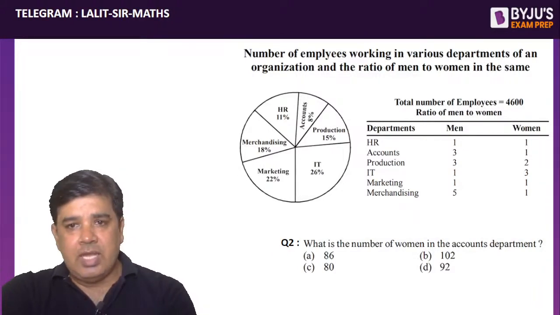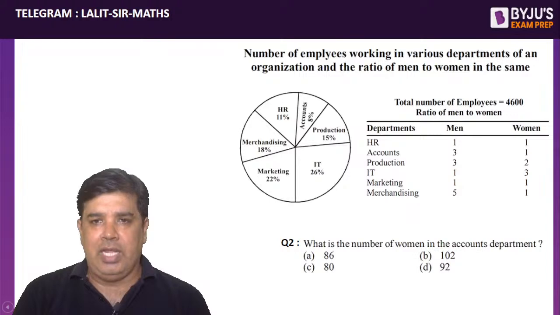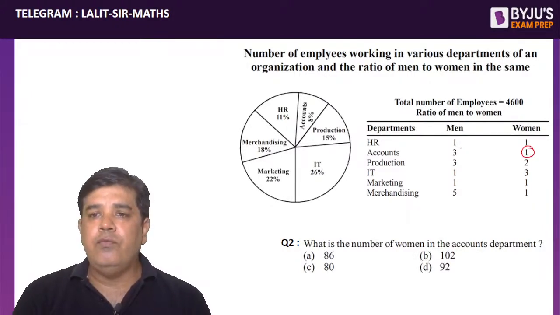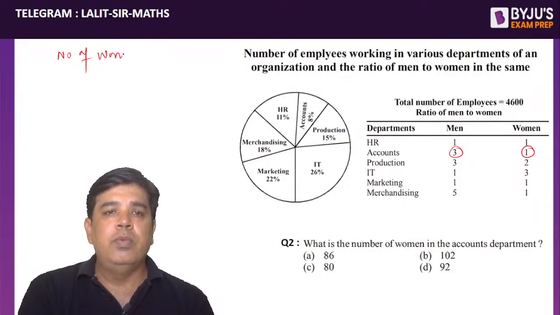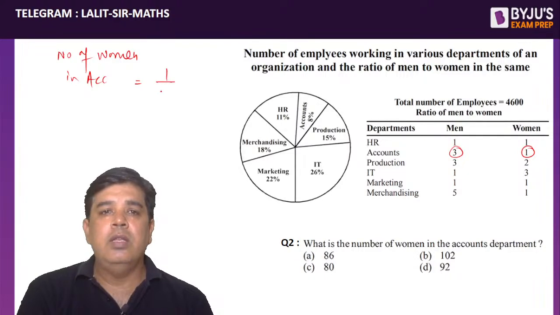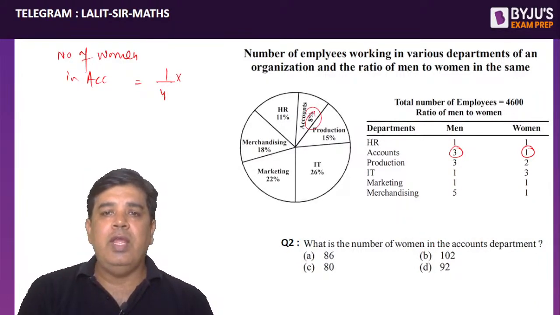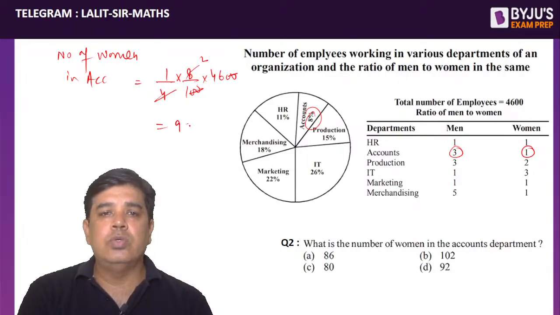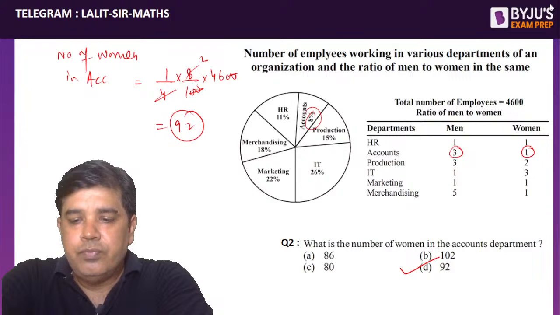Next is related to the same graph, but the question is now to find the number of women in the accounts department only. In accounts we have 1 woman to 3 men. So the number of women in accounts is 1 with respect to total 1 plus 3, that is 4, and accounts have 8% of the total population. So 4 into 23, this comes to 92 women. So the answer is 92.